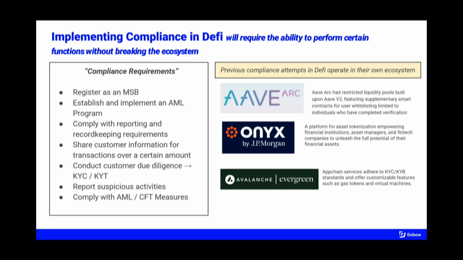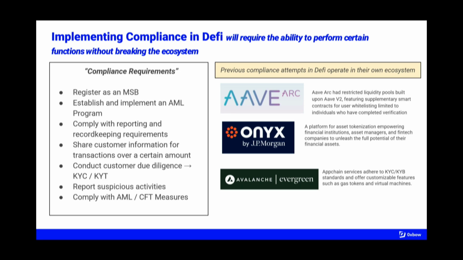It was suggested that maybe we talk a little bit about some attempts. So in the box on the left, what I've tried to do is gather the requirements for compliance. In simple terms, if we were to list these out, we talked about MSB, we talked about an anti-money laundering program, we talked about reporting, we talked about sharing customer information for transactions above a certain amount. In the US, if you go into the bank and try to withdraw or deposit over $10,000, they file a report for you, or basically you need to register with the government. You have to conduct customer due diligence, KYC and KYT.